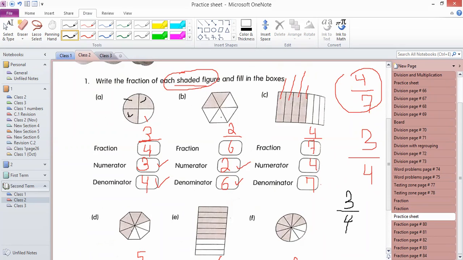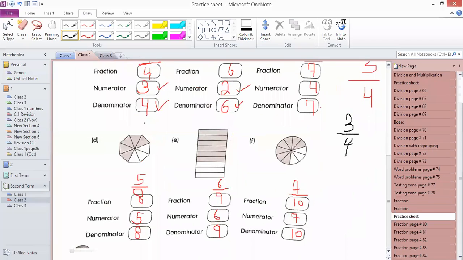Then 1, 2, 3, 4, 5, 6. There are total 6 parts, so denominator is 6. 2 are colored, so 2 is numerator and the fraction is 2/6. Here 1, 2, 3, 4. 4 parts are colored, numerator is 4. Total parts are 7, denominator is 7 and fraction is 4/7. In D, there are 1, 2, 3, 4, 5. 5 parts are colored, so 5 is numerator. Total 8 parts, so 8 is denominator, and fraction will be 5/8.